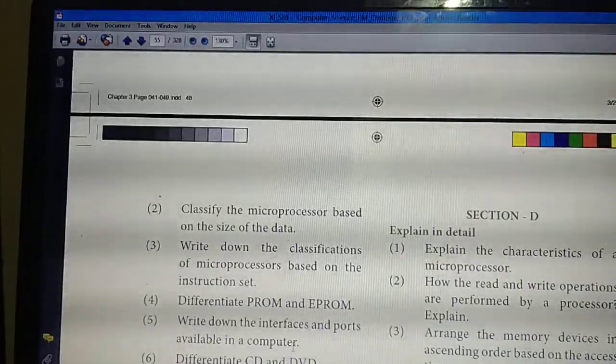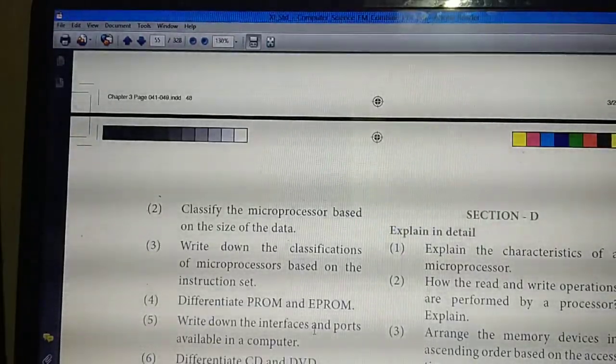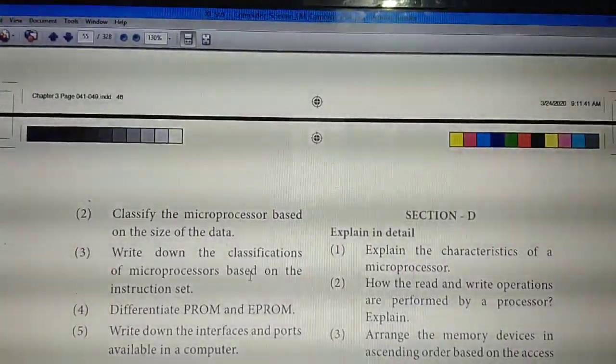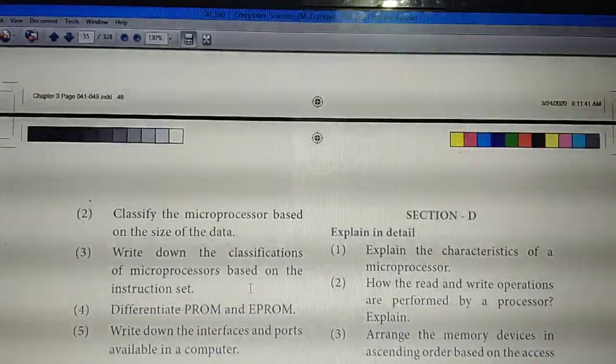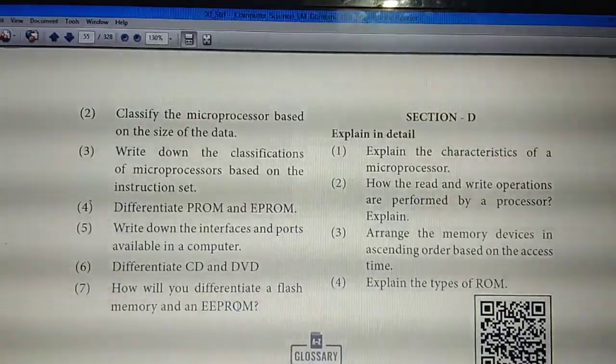Fifth question, page number 47. Have you all written? Fifth question, page number 47. Then the sixth question.